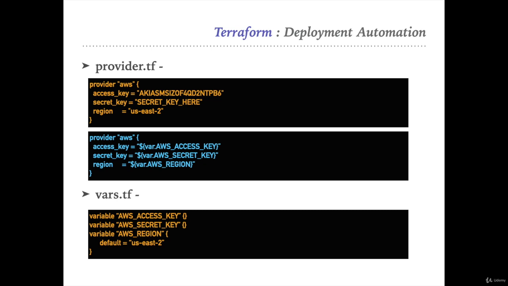So we have created two files, the provider.tf and the vars.tf. Inside the provider.tf, we are going to use the variables, and inside the vars.tf, we will declare the variables.